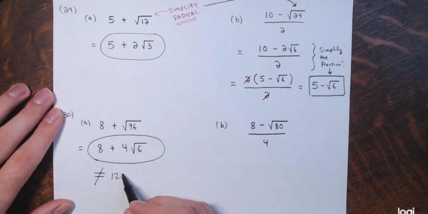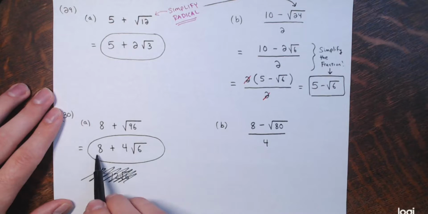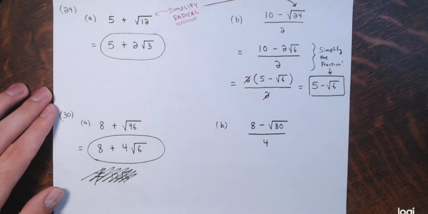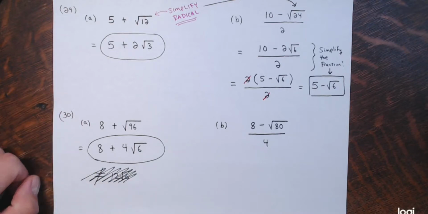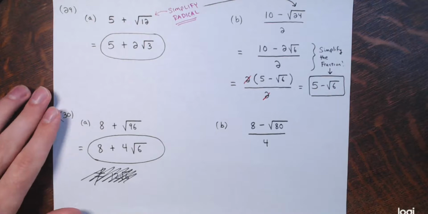12 times the square root of 6. All right, please, please, please, please don't do that. Radical terms and non-radical terms don't get added together. They can't be combined, added or subtracted. All right, and again, I'll leave it to you to go to a calculator and check that.